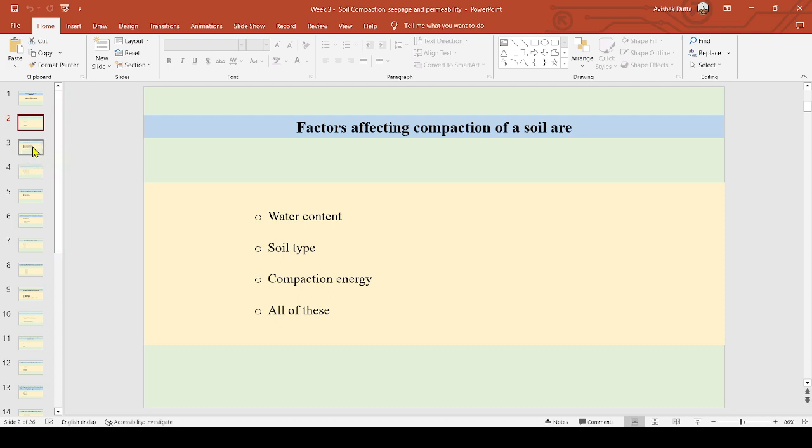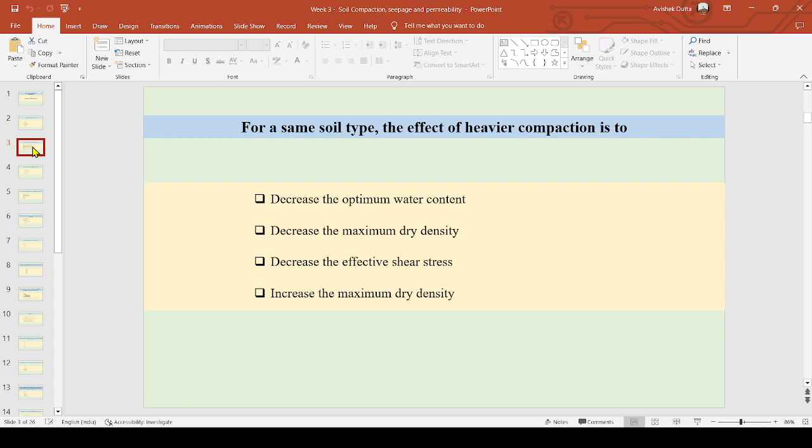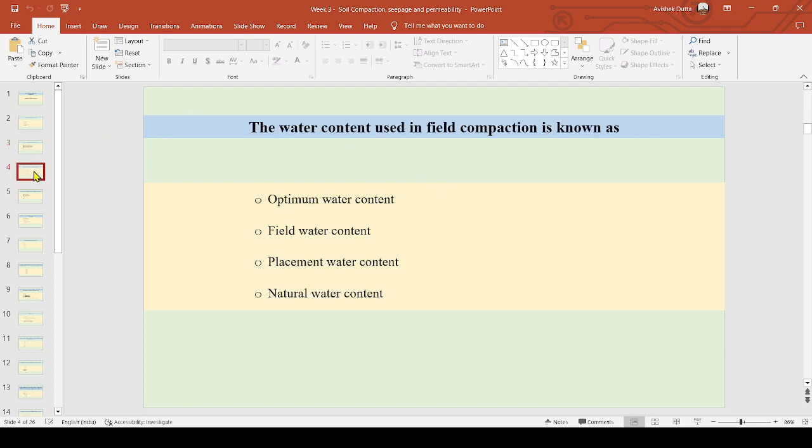The next question was, it was an MSQ for the same soil type. The effect of heavier compaction is to. What is the effect of heavier compaction on a soil? Decrease the optimum water content, decrease the maximum dry density, decrease the effective shear stress, or increase the maximum dry density. What is the effect of heavier compaction on water content, dry density, and shear stress? Okay. Next question was, water content used in field compaction is known as. What is the water content which is used in field compaction? It is known as optimum water content, field water content, placement water content, or natural water content.